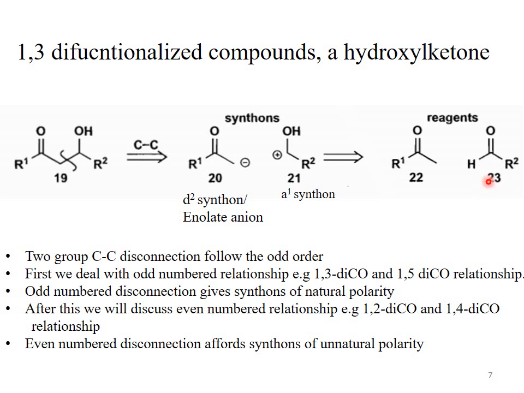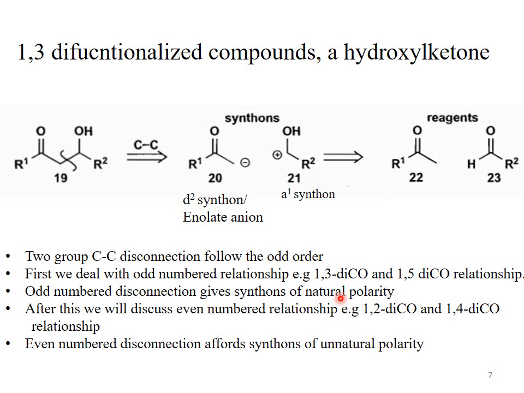Two group carbon-carbon disconnection follow the odd order. First we deal with the odd number relationship. I mean 1,3-dicarbonyl or 1,5-dicarbonyl relationship. So remember, in this lecture we are discussing the 1,3-difunctionalized compound. This is odd numbered relationship. The relationship between two functional groups is the odd relationship 1 and 3. In the next lecture we will discuss the 1,5 relationship.